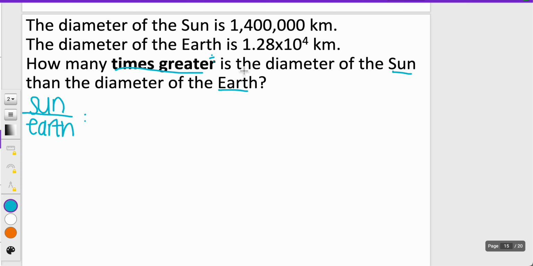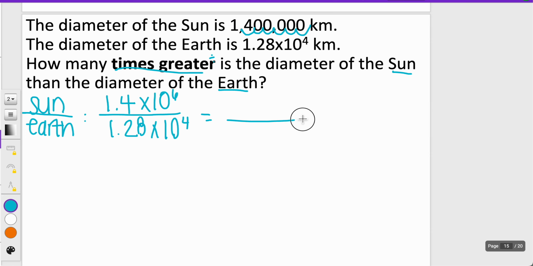The sun's diameter is 1,400,000, but we're going to write that in scientific notation. So that's 1.4 times 10 to the 6th, over earth, which is 1.28 times 10 to the 4th. What I know I can do here is subtract my exponents. So I'm going to get 10 to the second, and then I'm going to divide 1.4 by 1.28.